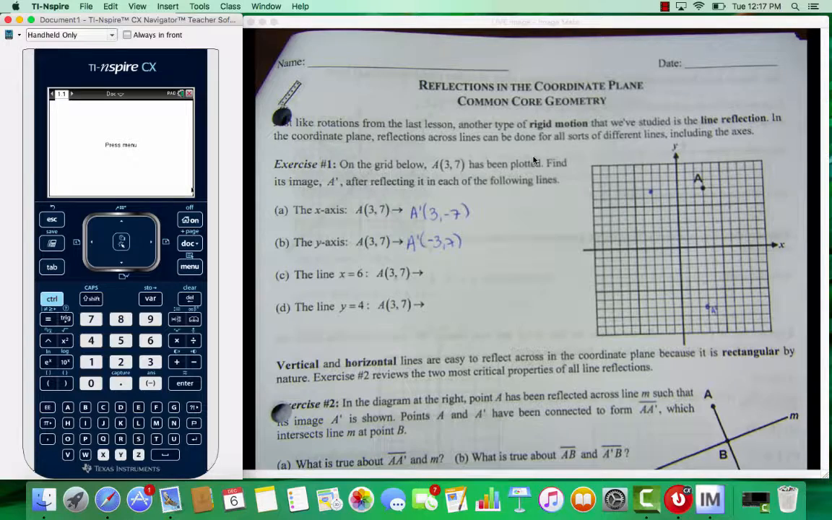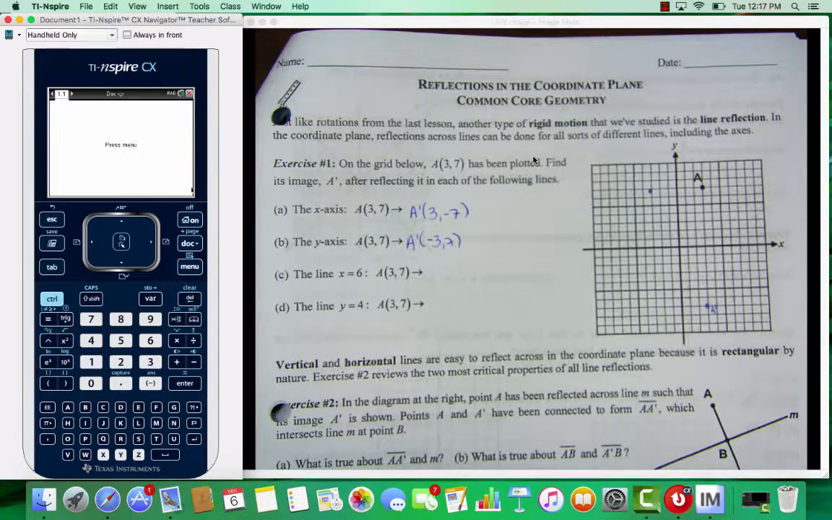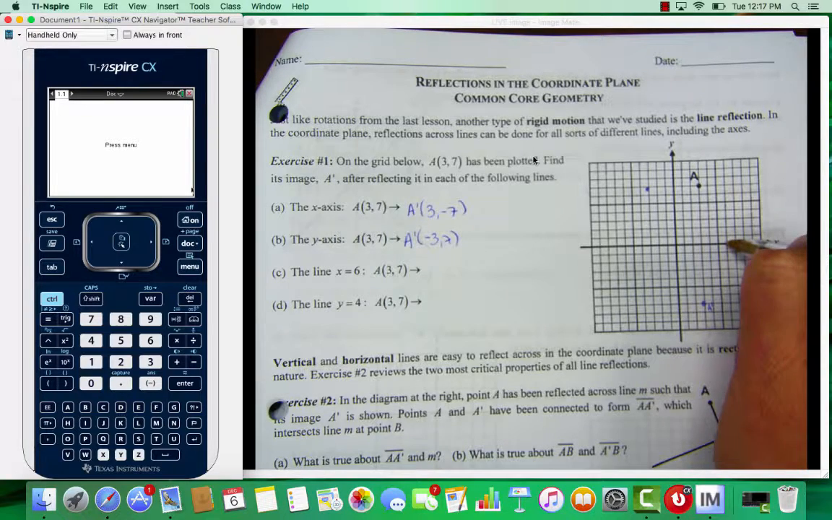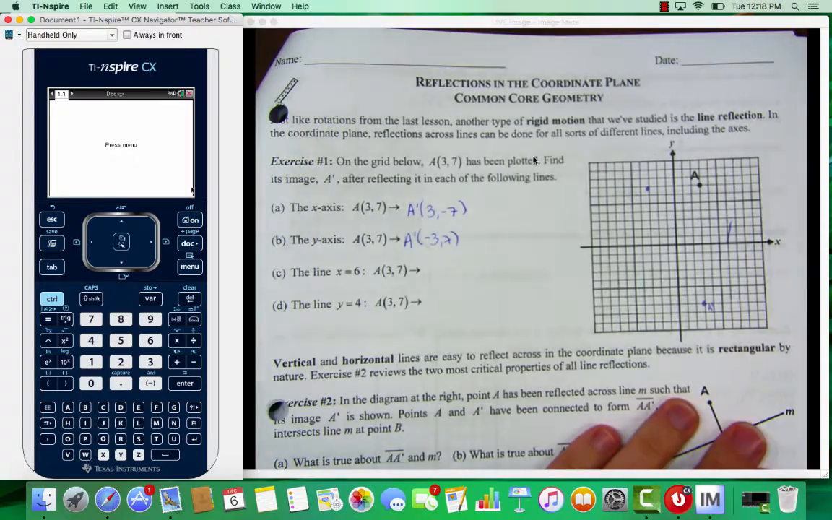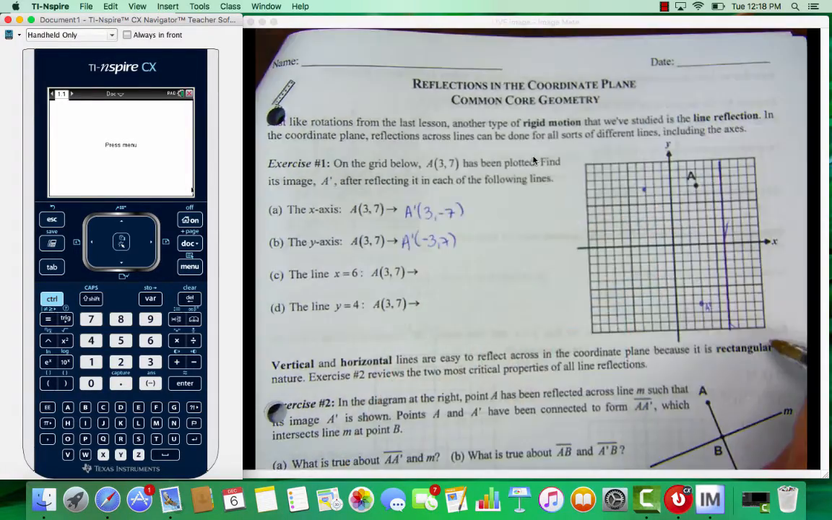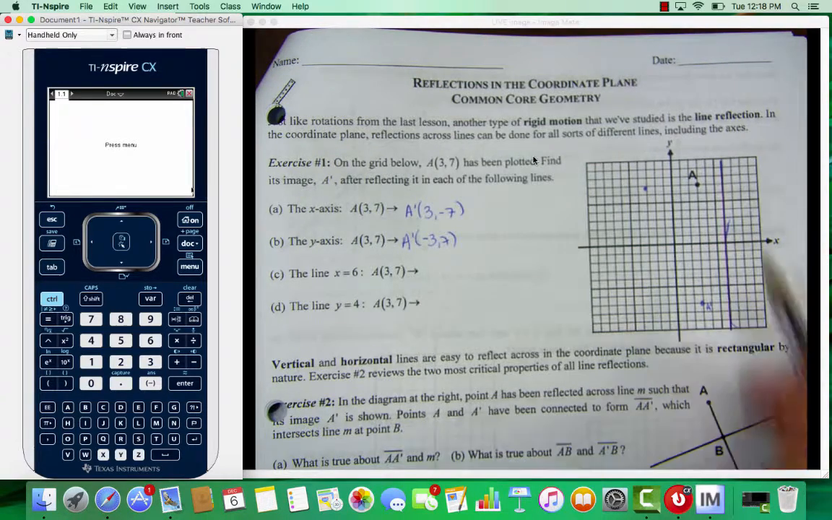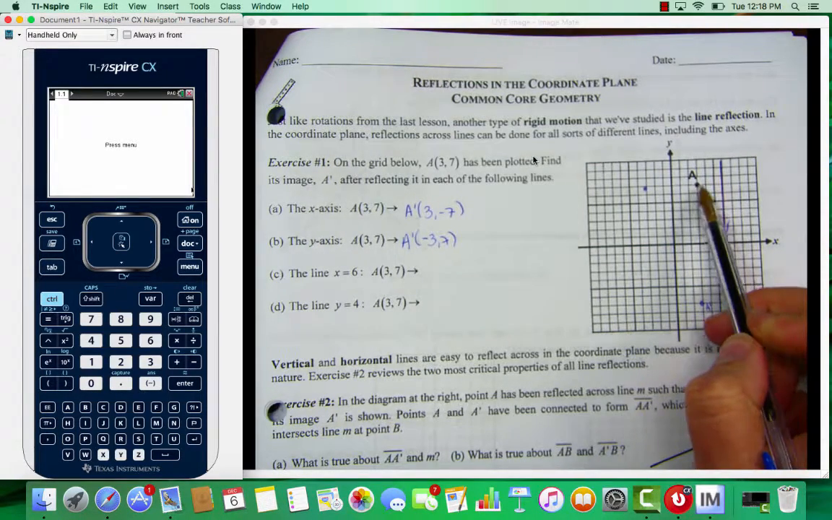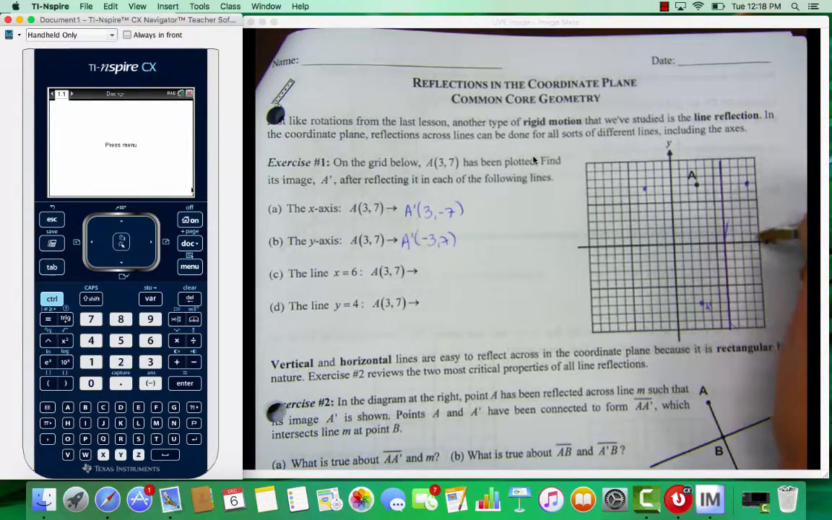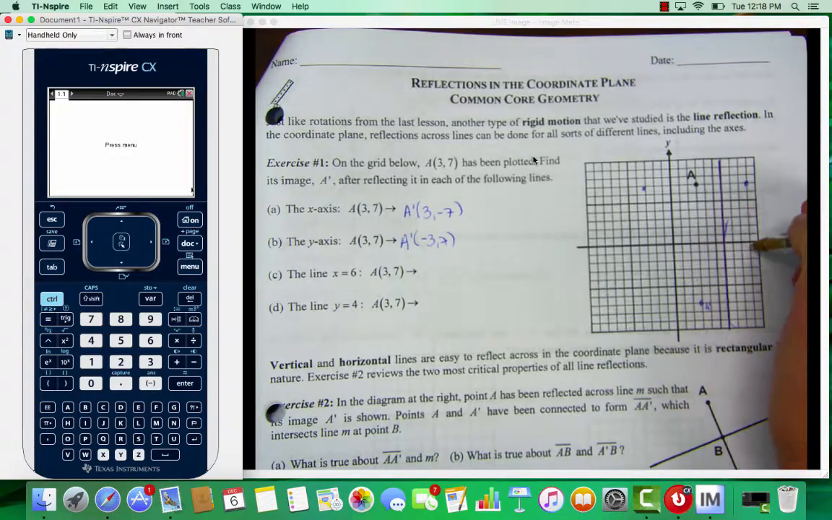And then we also said that we could reflect over any lines. In this case, they want us to reflect over x equals 6. So x equals 6, remember, is a line that only hits the x-axis at 6. It's not going to ever hit the y-axis. So it's going to be a vertical line that looks something like that. Now if we want to reflect A over that line, x equals 6, we're 3 units away from that line. We're going to go 3 units to the other side. And so that point is going to be 9, 7.